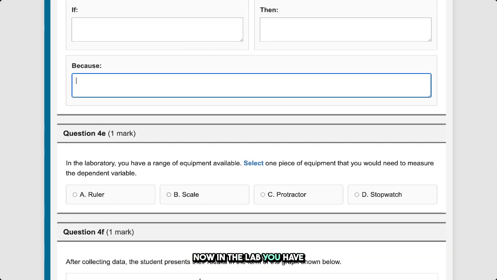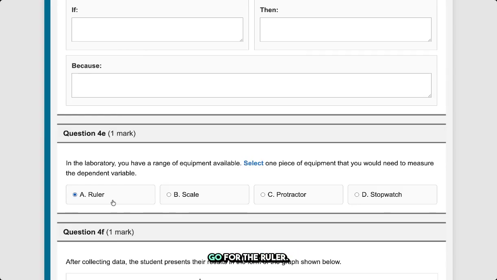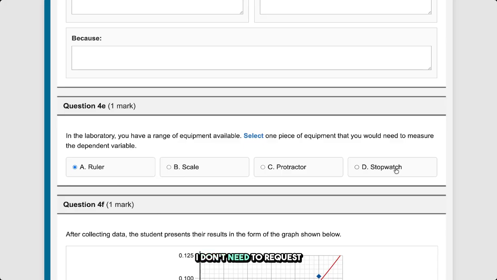Now, in the lab, you have a range of equipment. Select one piece of equipment that you will need to measure the dependent variable. My dependent variable is the height, right? So I have a ruler, a scale, a protractor, a stopwatch. Obviously, I have to go for the ruler, the scale basically. Right? The scale here is a different scale. So what I'm looking for is a ruler. Okay, I don't require a stopwatch, neither do I require a protractor.